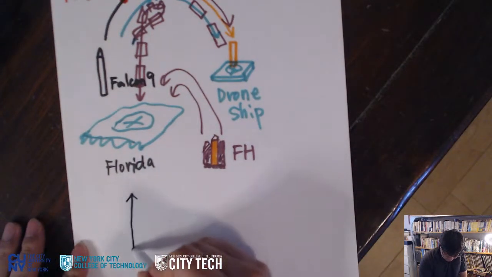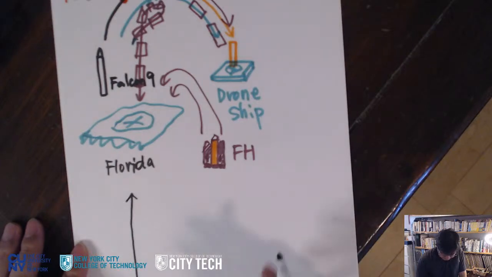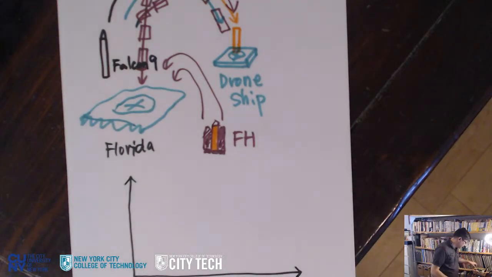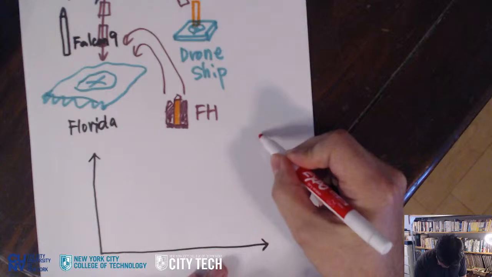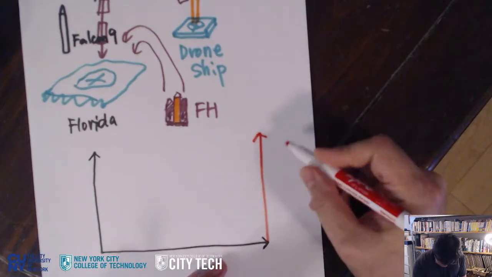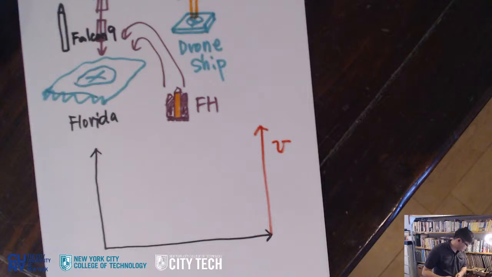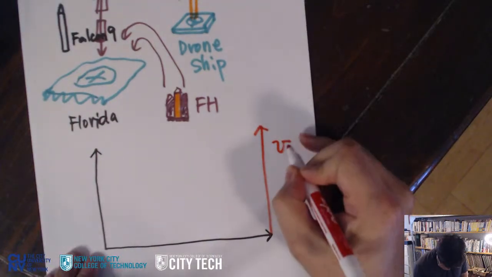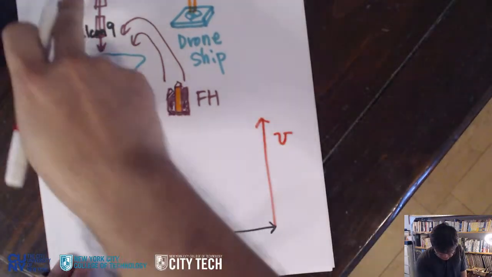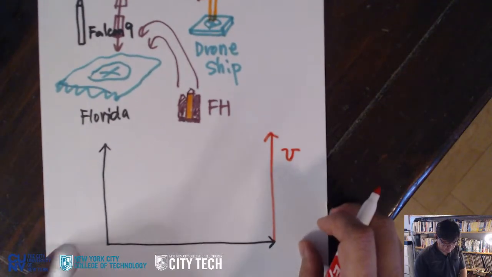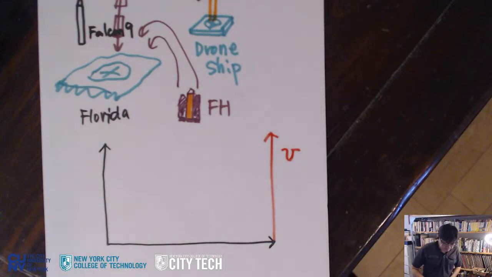So here, let's say blue, where's blue? Here's a red. Okay, so let's say this one is velocity. Yeah, max Q. I'm happy to explain what is max Q, the max Q point.